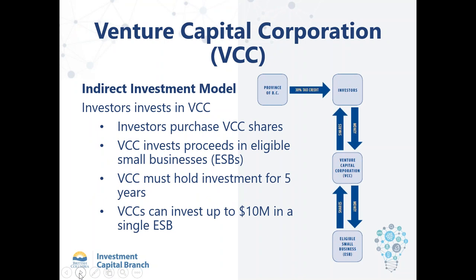This is the example of the capital corporation. And this is the pooled investment model where investors would purchase shares from a venture capital corporation. The VCC itself would then take the proceeds and invest in one or many small businesses. And so it's a way of spreading the risk by making investments in more than one small business. Unlike an investor in an eligible business corporation that must hold their shares for 5 years, there's no such requirement for a VCC investor. They can dispose of their shares as soon as they've made the investment, in fact.